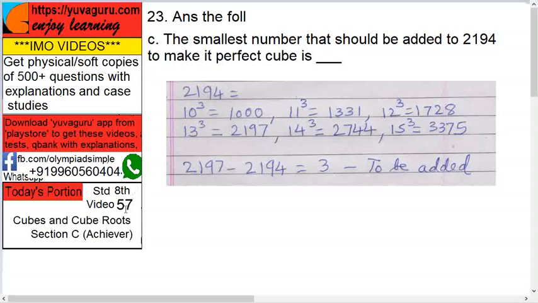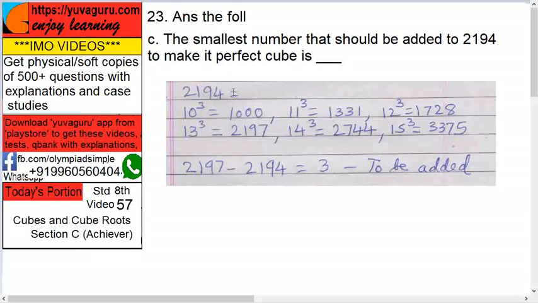We are continuing from our earlier video 56, because in the A and B parts of this question 23 we had completed over there. Now we'll be going for C and D. Okay, so answer the following. The smallest number that should be added to 2194 to make it a perfect cube, here 2194.